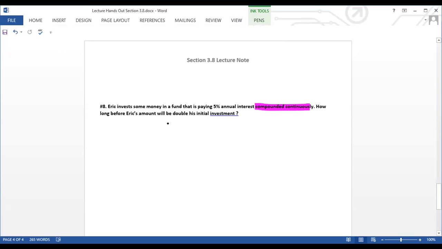So I don't know how much Eric deposits. Let's say it's A0. This is the principal Eric deposits, and it's going to yield at 5%, so e to the 0.05 times t, right? And we say, hey, I'm going to double. So that means after this t, I'm going to have 2 times the amount of my initial value, right? So then you can cancel the A0. So you will have 2 is equal to e to the 0.05 t.